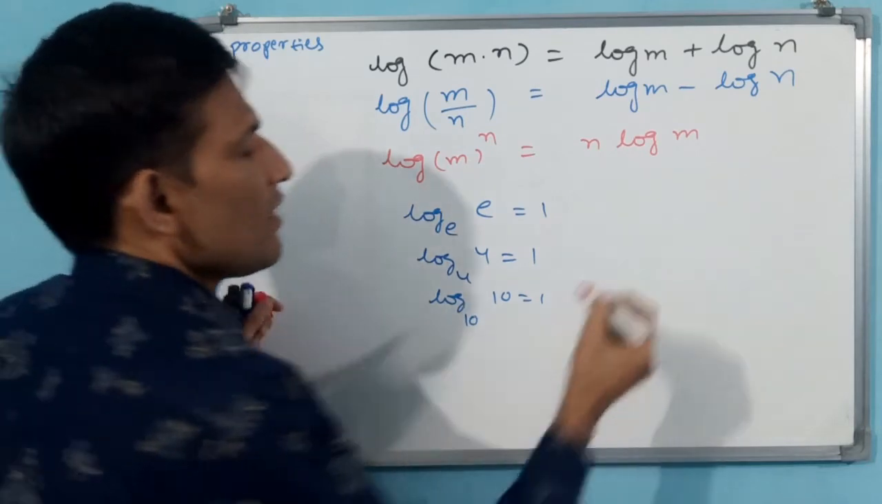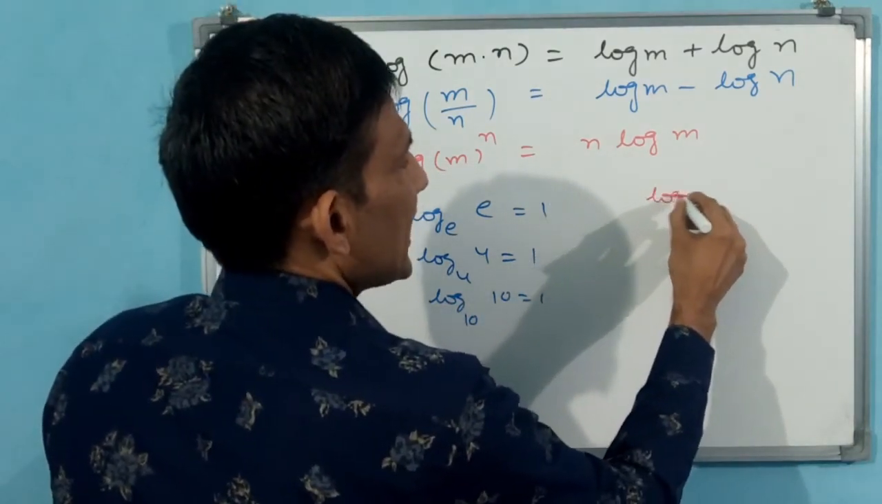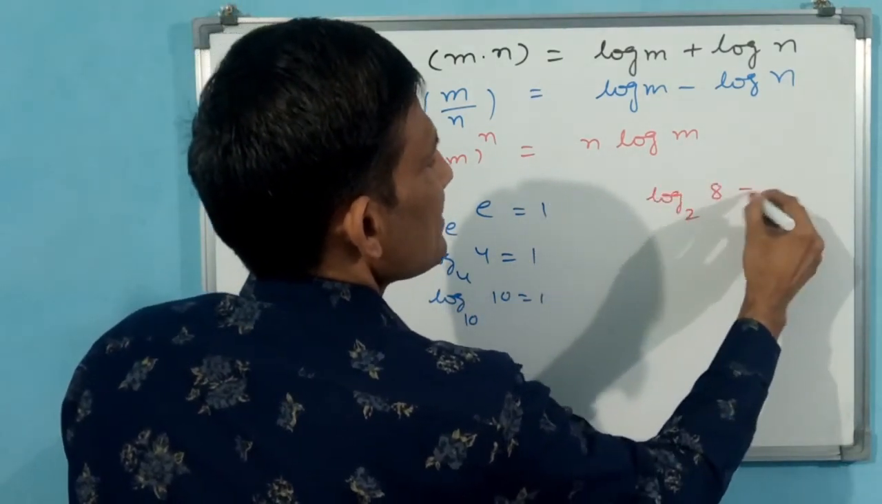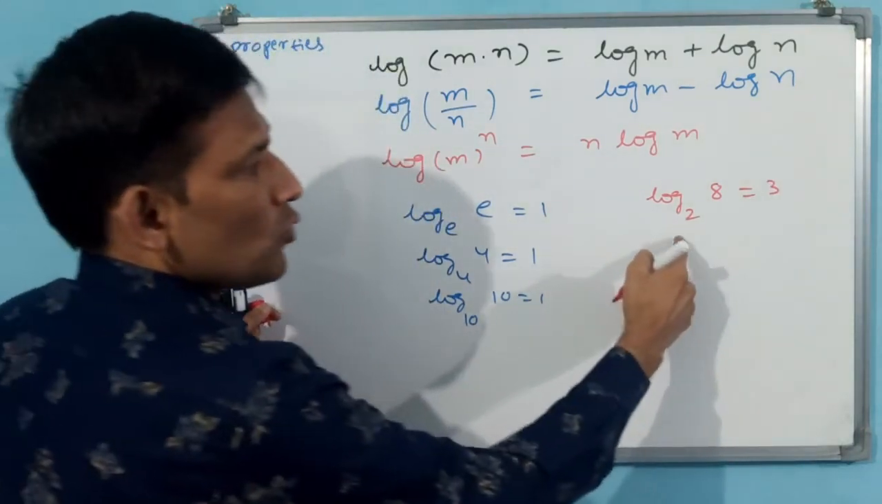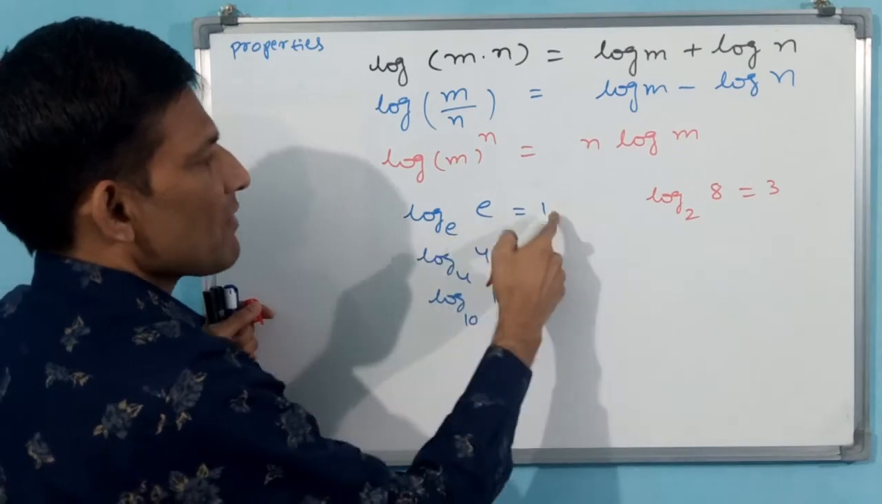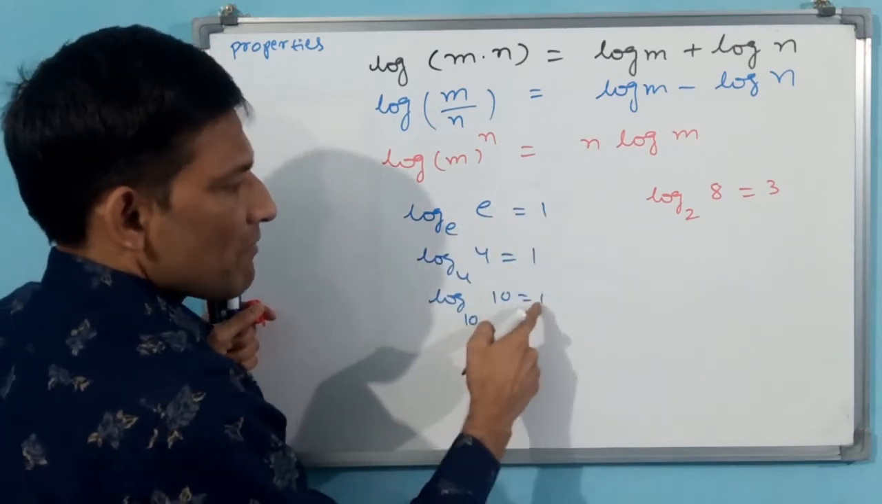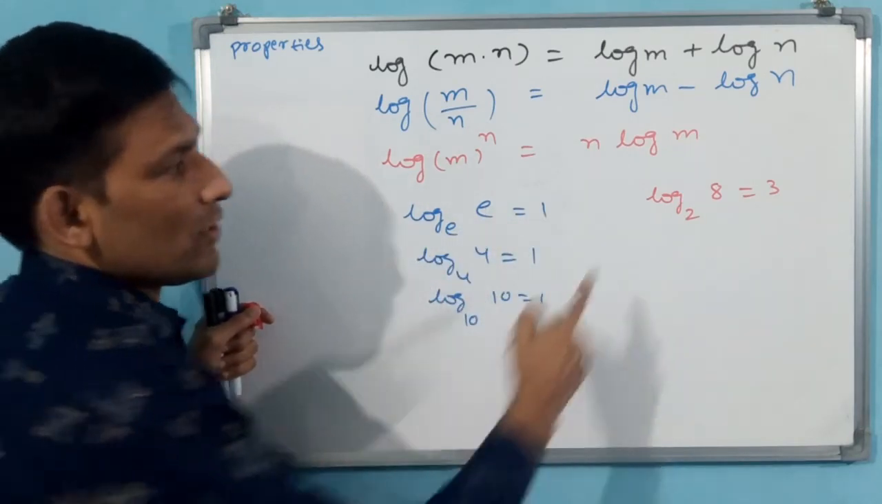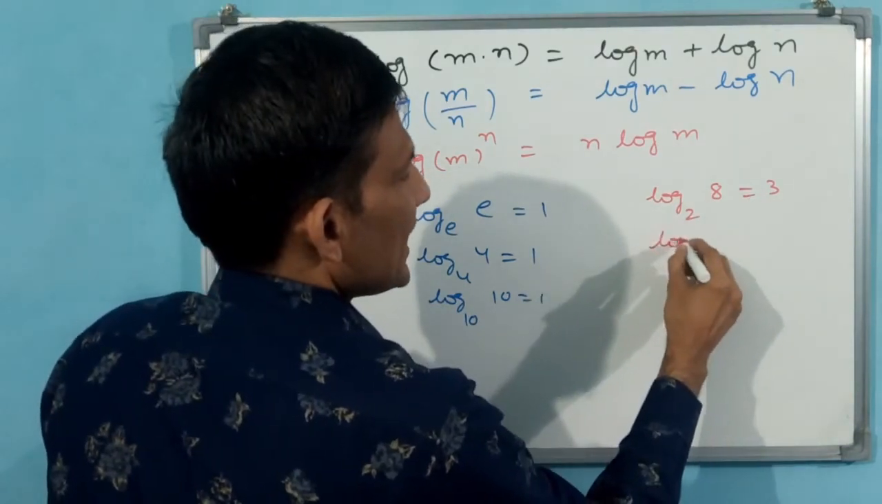Because you see here, what we are writing, log 8 to the base 2 is equal to 3. That means 2 power 3 is equal to 8. 4 power 1 is equal to 4. E power 1 is equal to e. 10 power 1 is equal to 10. 2 power 3 is equal to 8.